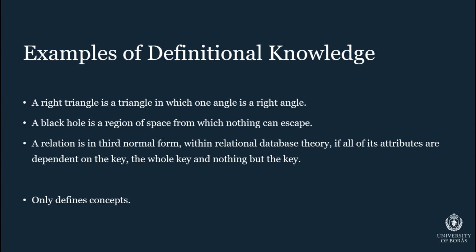Firstly, a right triangle is a triangle in which one angle is a right angle. Secondly, a black hole is a region of space from which nothing can escape. And finally, a relation is in third normal form within relational database theory if all of its attributes are dependent on the key, the whole key, and nothing but the key. These statements only define certain concepts but do not claim that right triangles, black holes, or third normal forms really exist. Such claims are made by descriptive knowledge.